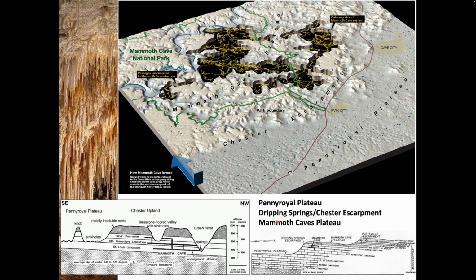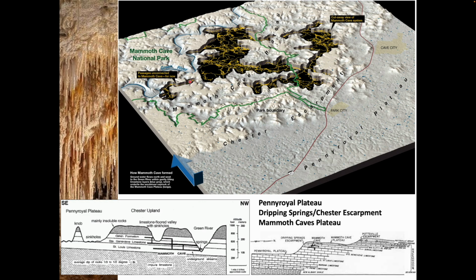Now there are two cross sections here. The gray rock at the top of this cross section is that sandstone and shale, which is insoluble and slightly permeable, which allows the rainwater to enter the limestone and dissolve it. The plateau Mammoth Cave is located underneath is created by that sandstone. However, that sandstone is not present on the nearby Pennyroyal Plateau. It's separated by a series of cliffs called the Chester Escarpment.